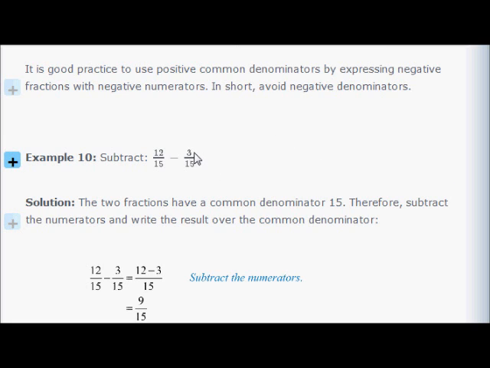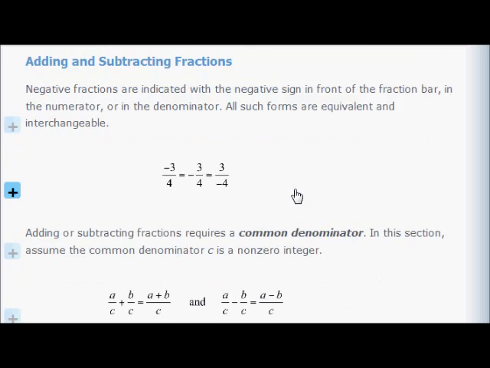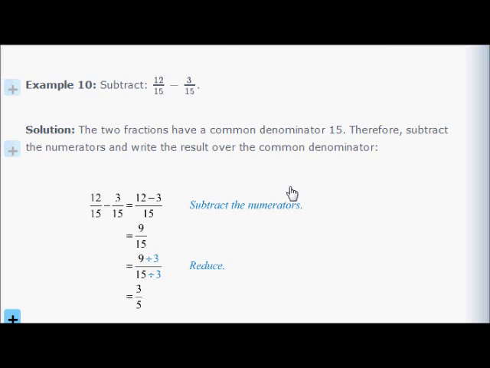So 12 fifteenths minus 3 fifteenths, you can just subtract the numerators. So we just subtract the numerators. 12 minus 3 is 9, 9 fifteenths. 9 is equal to 3 times 3, those are prime numbers. 15 is equal to 3 times 5, those are prime numbers.